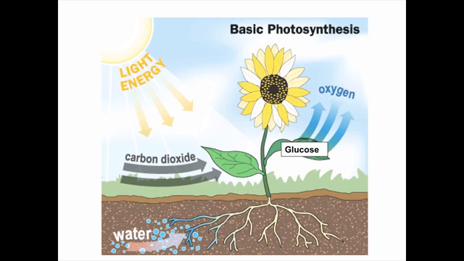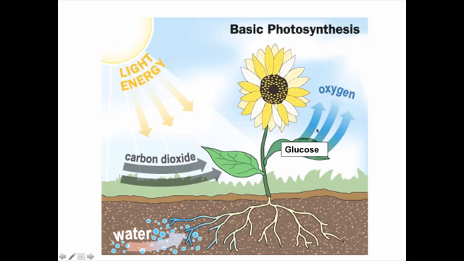So I'd like to start with this picture here because I think it kind of sums everything up. If you take a look at it here on the left hand side, we have the things that you need for photosynthesis to occur. So we have light energy, carbon dioxide, water. Carbon dioxide gets pulled in from the air into the leaves. Water gets absorbed through the roots.